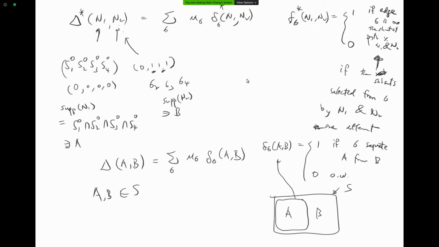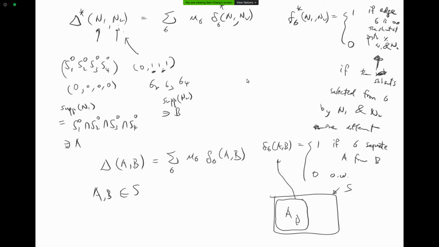So let's say this is S sigma 0, and the rest is S sigma 1. And S sigma 1 includes B, and S sigma 0 includes A, so then sigma separates A and B. On the other hand, if I have something like this, then delta sigma AB is equal to 0.